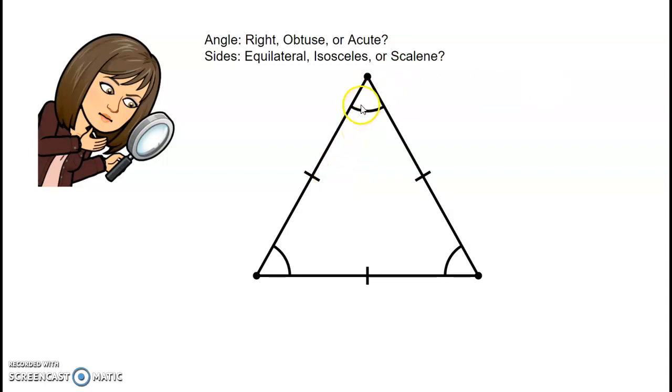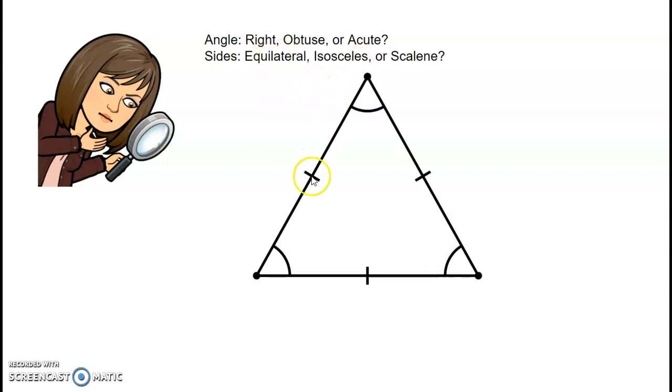We are first going to look at the angles. Do I see any right angles? Nope, none of those make a square. Do I see any obtuse angles? Again, that's a no, because none of these angles are greater than 90 degrees. But I do know that all 3 of them, since I don't have any right or obtuse, are acute angles. So I can classify this triangle as an acute triangle.